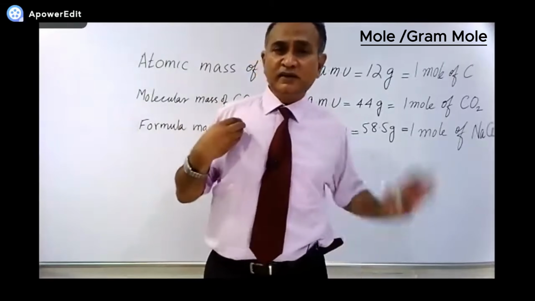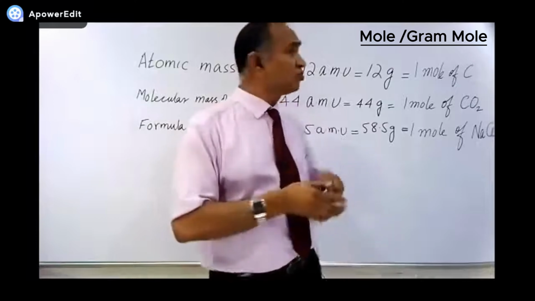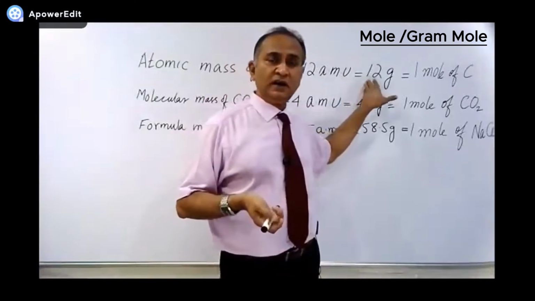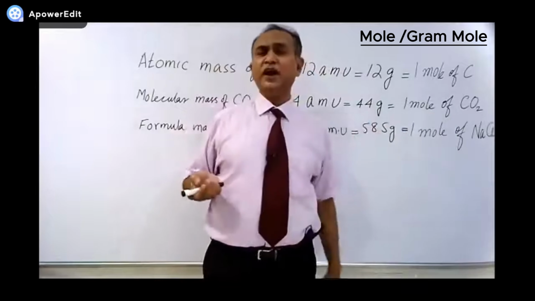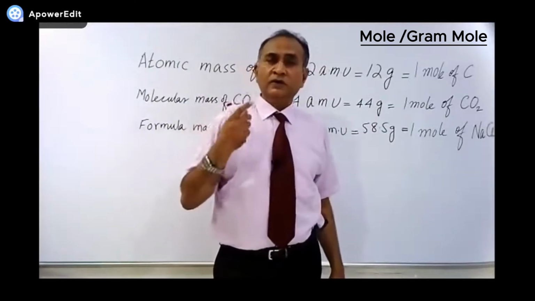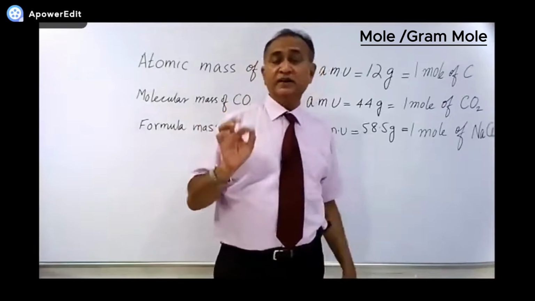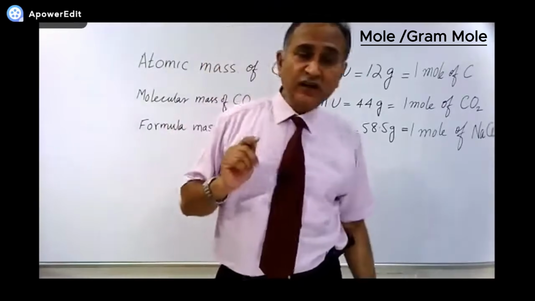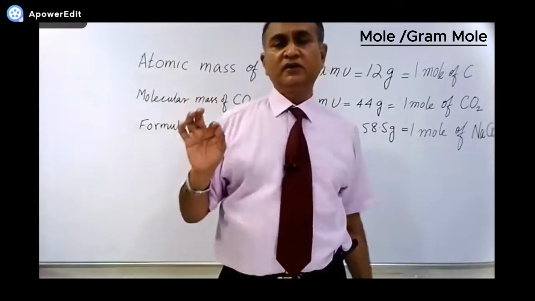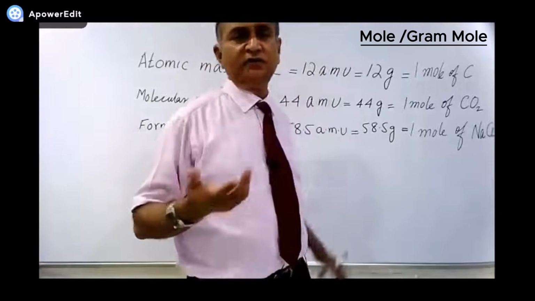For example, as I told you, 1 mole of carbon means 12 gram. 1 mole of carbon dioxide means 44 gram. 1 mole of NaCl means 58.5 gram. So what is the main point here? The definition that you will see on the screen: the atomic mass, the molecular mass, the formula mass, when expressed in gram, is called 1 mole.